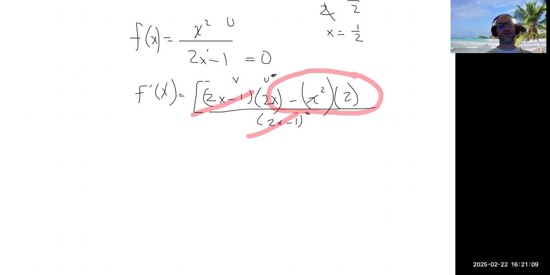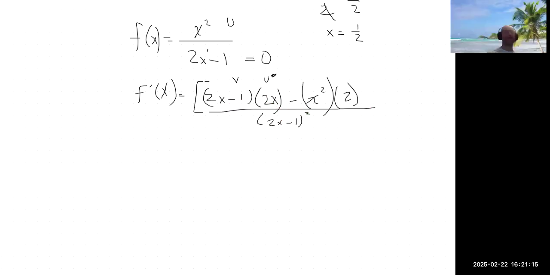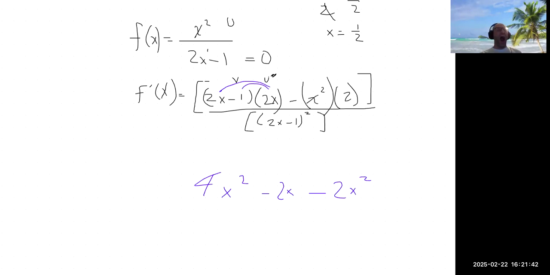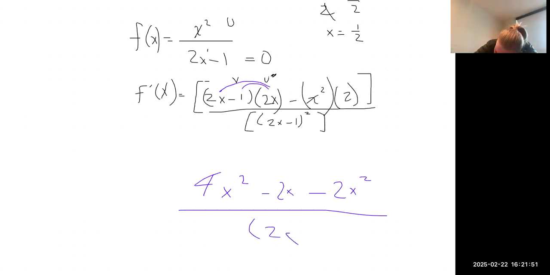So this is one of the things that trips people up because we never show them, but that entire numerator and that entire denominator are inside of parentheses if you want to visualize it that way. So we've got to handle this within its own self. We could distribute the 2x to each of these, and that would give us 4x squared minus 2x minus 2x squared, all divided by 2x minus 1 squared.